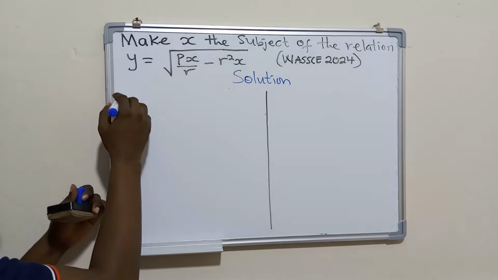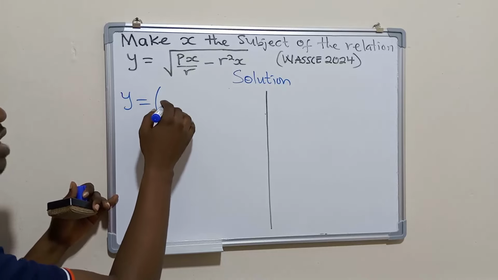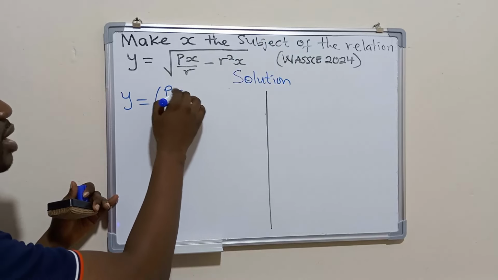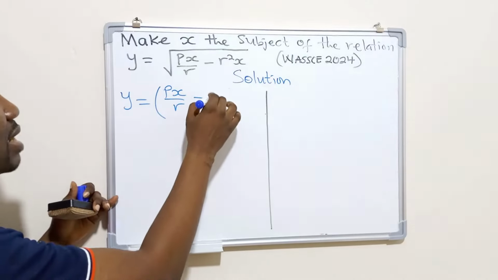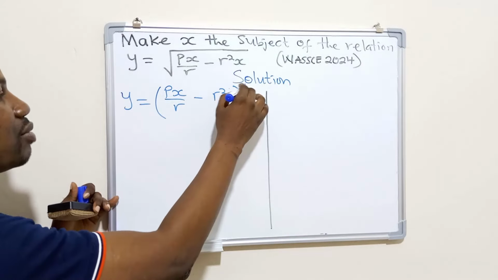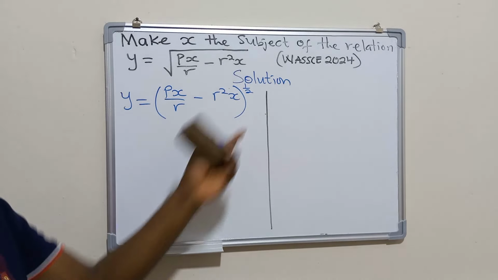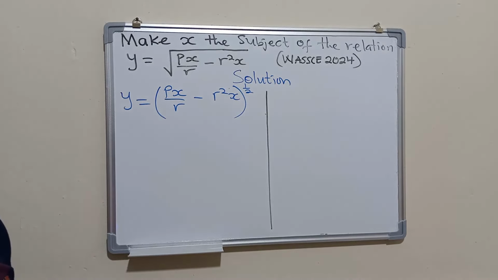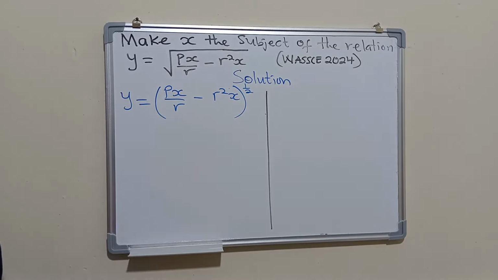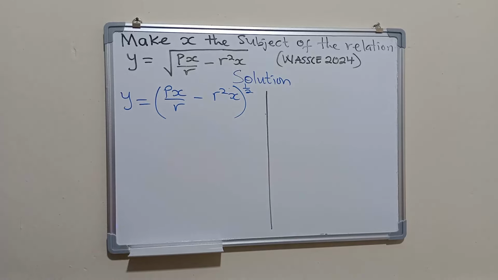I can rewrite this question as y is equal to, I'll put the whole of this inside the bracket, since the square root is affecting all of them, px over r minus r squared x inside the bracket. Then I'll bring raised to the power half. So now the question is, how do I remove this half? If I want to remove the half, I need to multiply here by 2 so that the 2 will cancel each other. And I'll do the same thing for the y, since it's an equation.